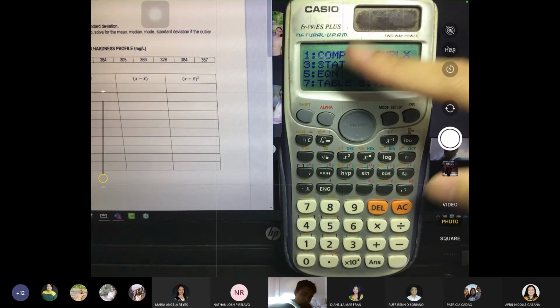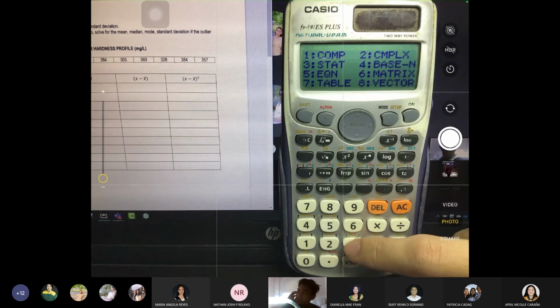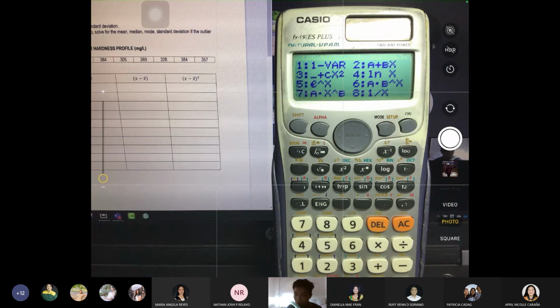No? So, let's press 3 for stat. No? Then you are given with another set of menu, no? So we have one var, meaning yan, one variable. So yan yung gagamitin natin. Bakit? Isa lang yung variable natin. We only have the value for x. Okay? Isang data point lang meron tayo for each measurement.